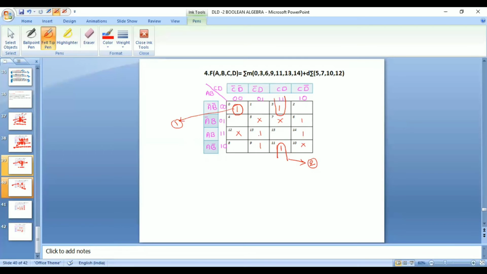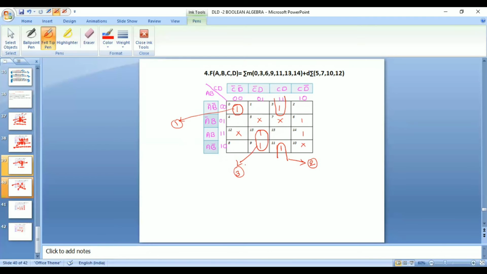Observe here, 13 and 9 don't care condition is there, but it is 3. So we don't use it. The minimum requirement is a pair or quad, so it is not possible. Here also, anyway, 12, 13 we can do, and 5 and 13 also we can do, but there is no use. So this 9 and 13 we can make one pair. So no need to use the don't care condition here also.